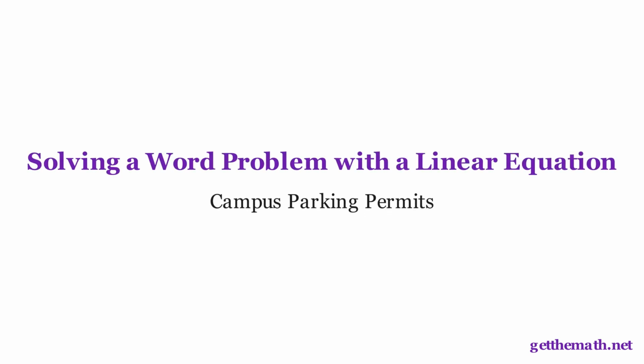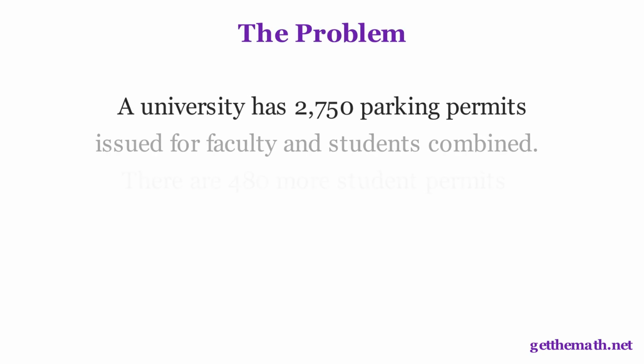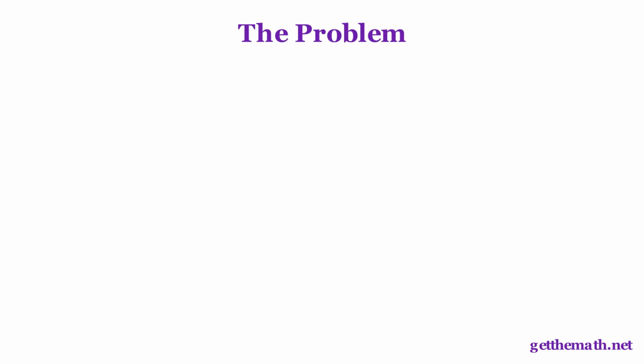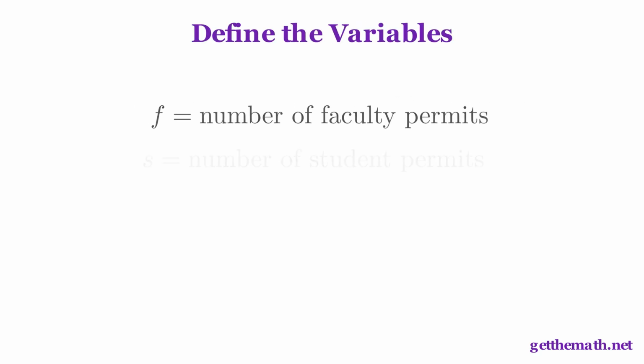Today we are solving a real-world word problem using a linear equation. Here is the problem. A university has 2,750 parking permits issued for faculty and students combined. There are 480 more student permits than faculty permits. Find the number of permits issued to each group.